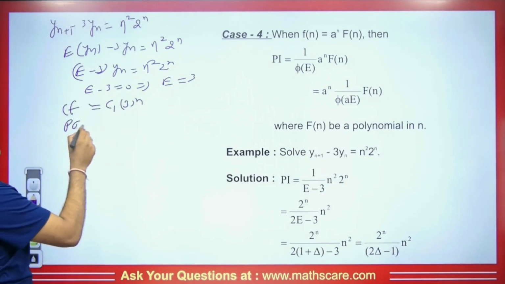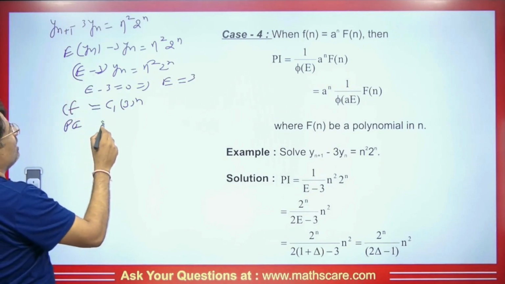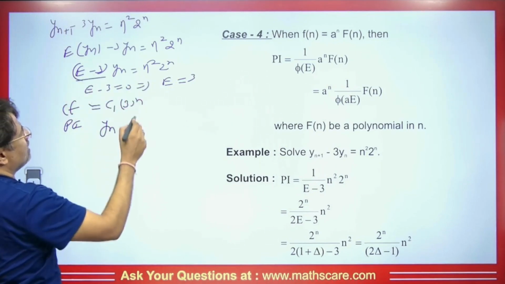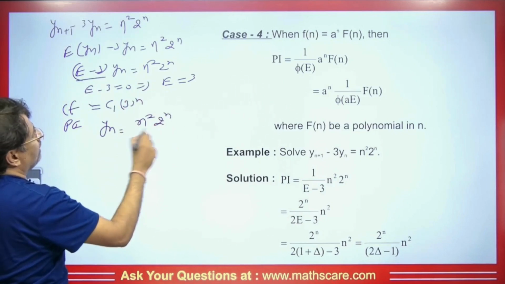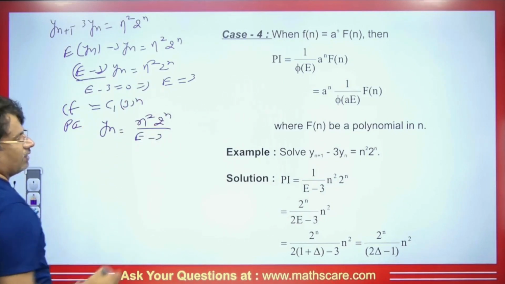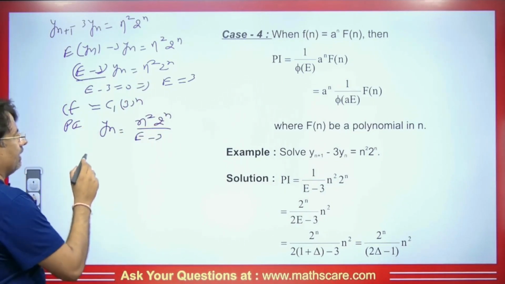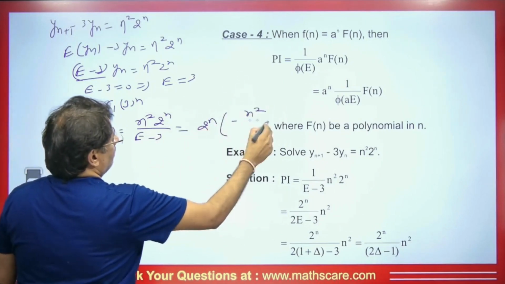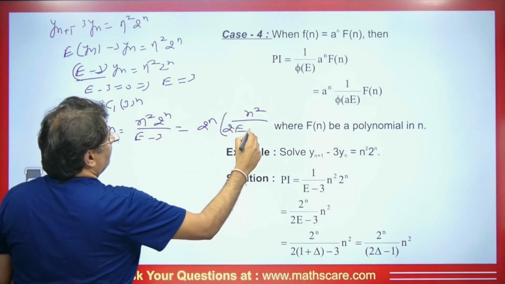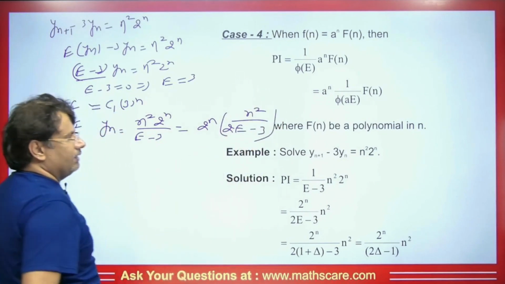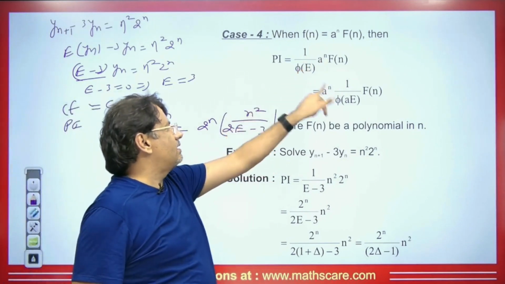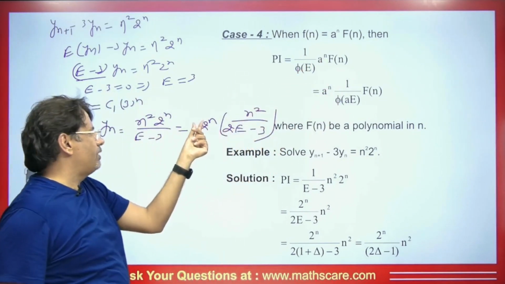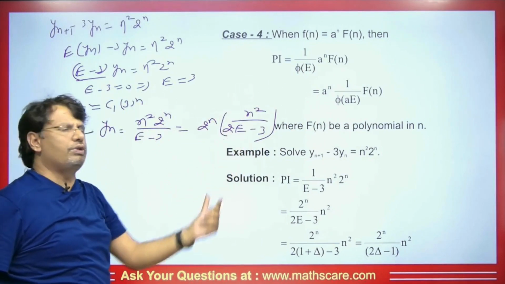If we talk about the particular integral, it will go down. We know that yn is equal to, this will go below. Then we will get n square 2 to the power n by E minus 3. Now we will take this 2 to the power n out. So this 2 to the power n will come out. Wherever there is E, it will be 2E. Remember, it gets multiplied, right? Okay, this a, it will be multiplied by E, and this 2, it will be multiplied by E. So it will become 2E, right?